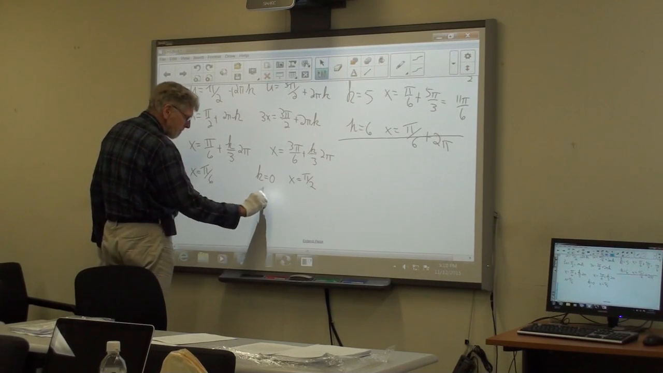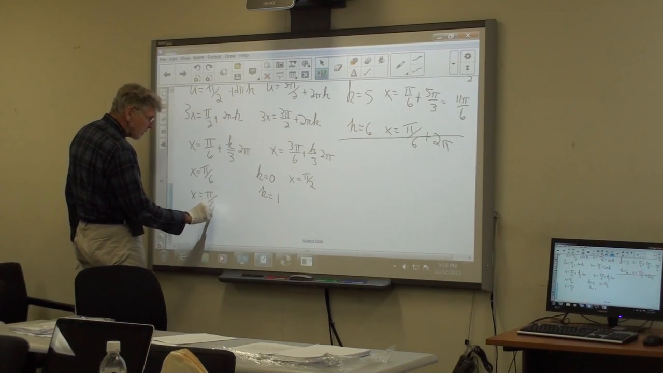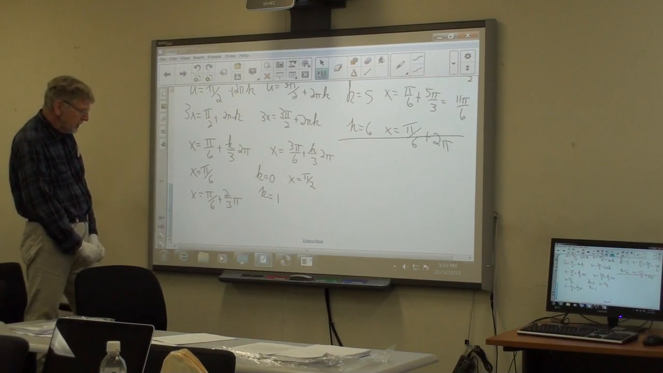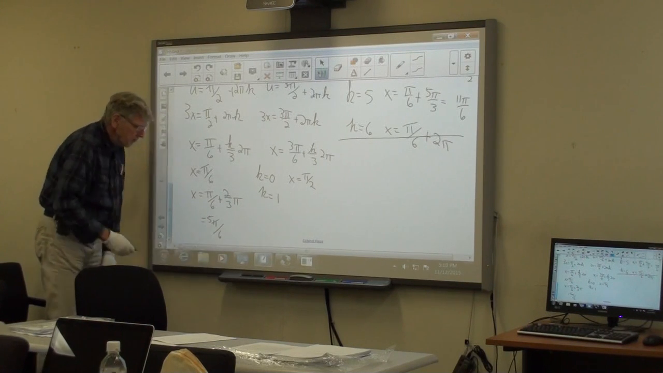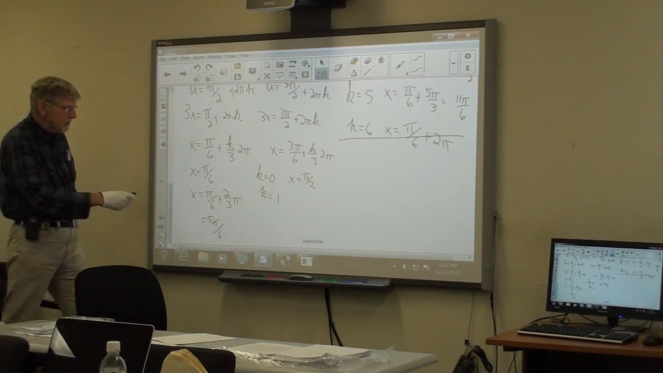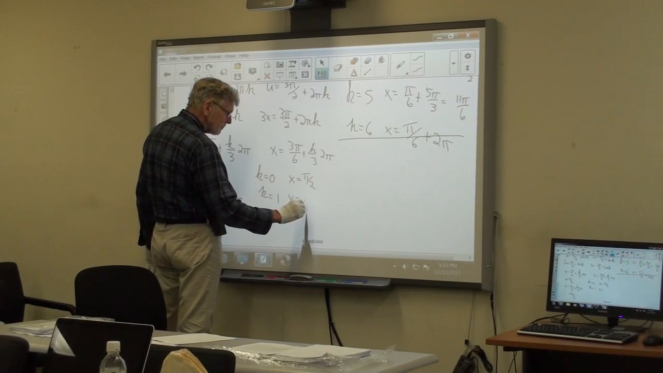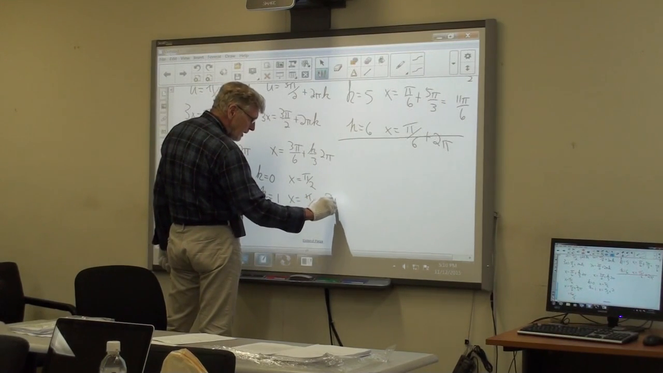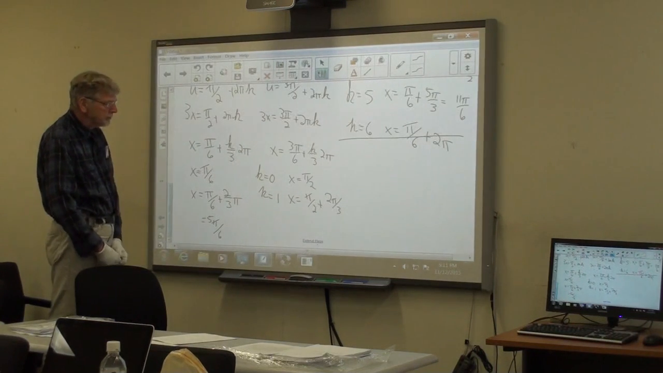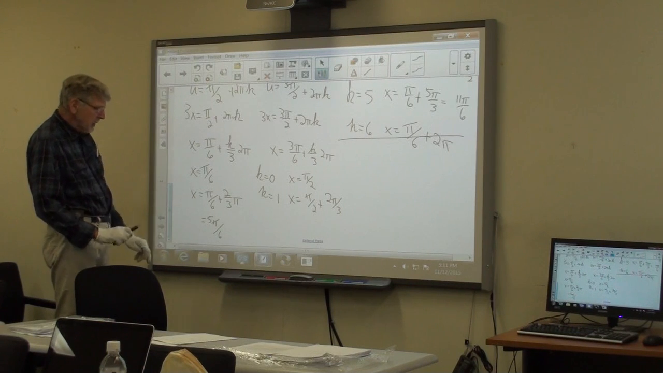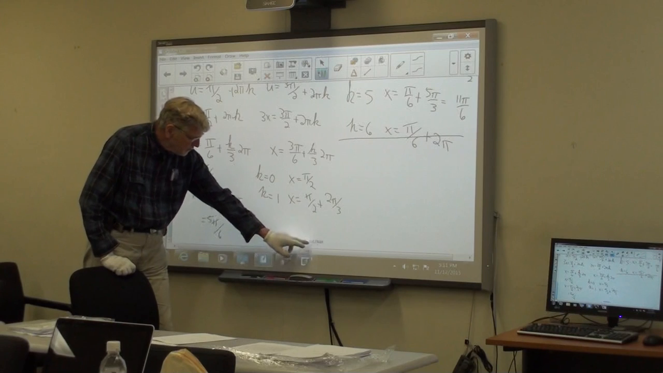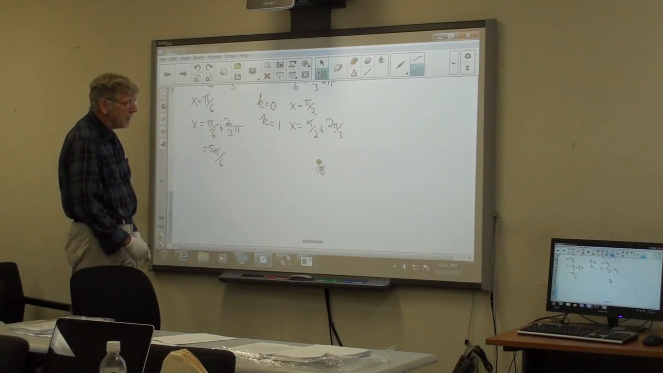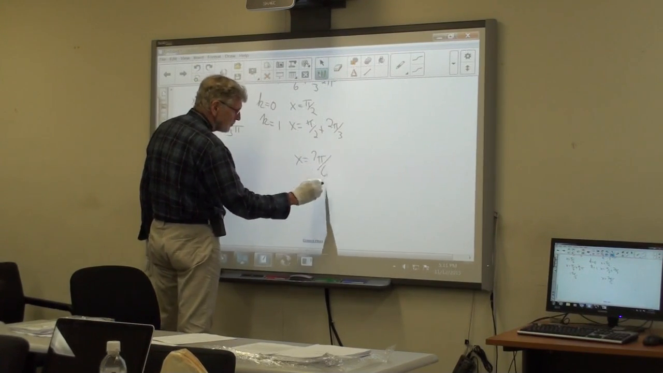Now I'm going to let k equal 1. We get x equals pi over 6 plus 2 pi over 3. Agreed? 2 thirds pi. So let's add those together, and I think we're going to get 5 pi over 6. Is that true? Yes. Good. Now, let's let k equal 1 over here. We get x equals pi over 2, it hasn't changed, plus 2 pi over 3. Combining those two together gives 7 pi over 6. Okay.